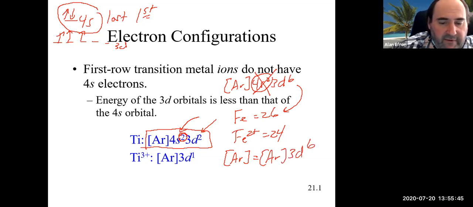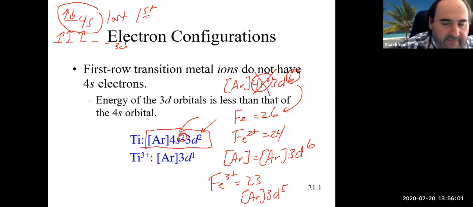3d6. If we go to iron with a +3 charge, that means it would have 23 electrons. Same idea, we would lose those first 2 electrons from the s, and now we would have to come into here, and we would end up with argon 3d5.